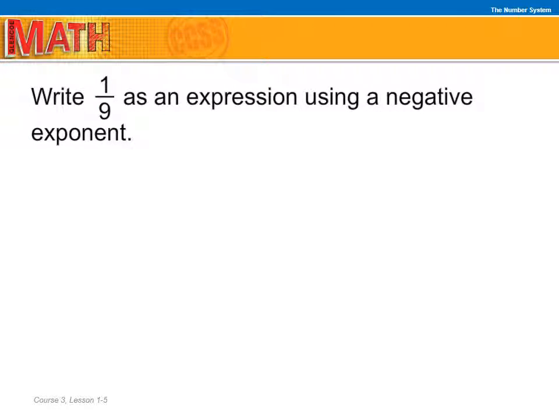This next example, we are writing 1 over 9, or 1/9, as an expression using a negative exponent. So let's look at the number 9. In order to have a negative exponent, obviously we need a power, a base, and an exponent. So we need to think of what base and what exponent equals 9. Now I know that 3 squared, or 3 to the 2nd power, is equal to 9. So I'm going to use 3 squared.